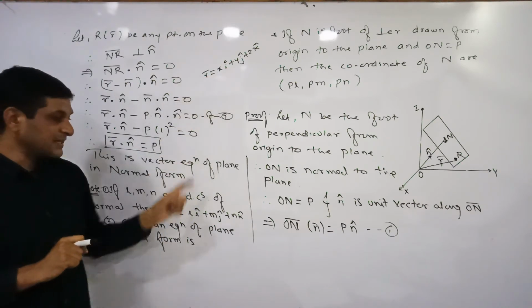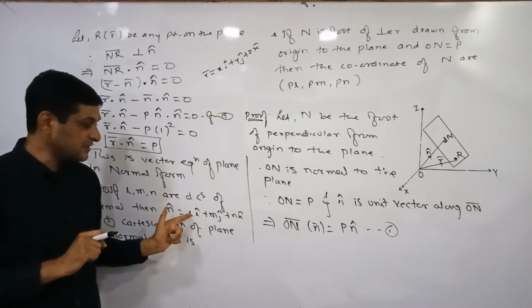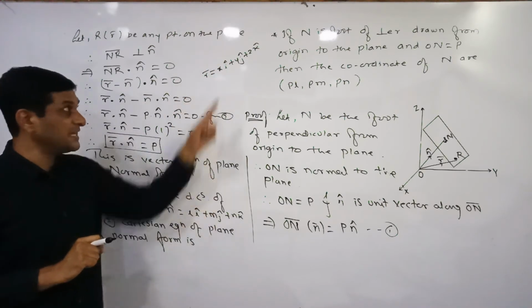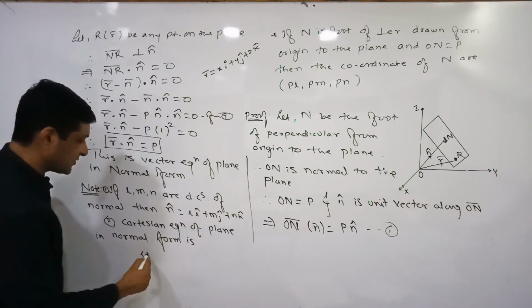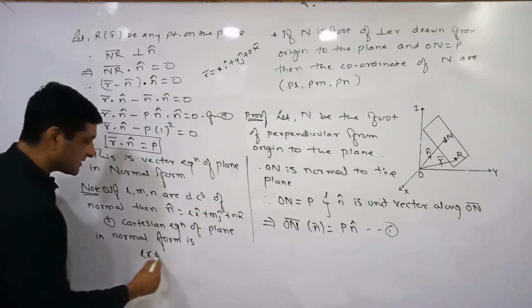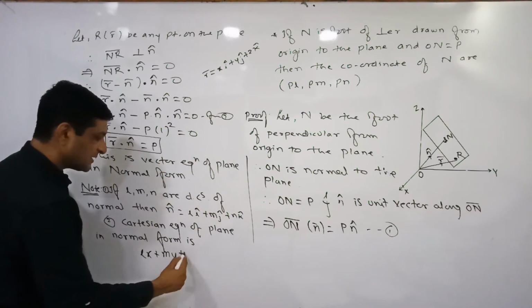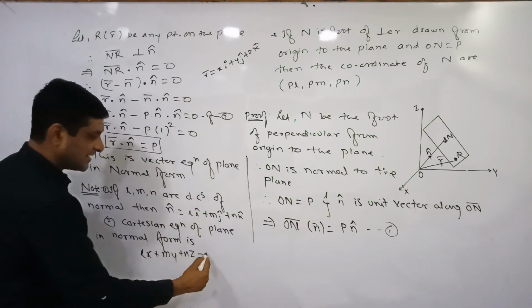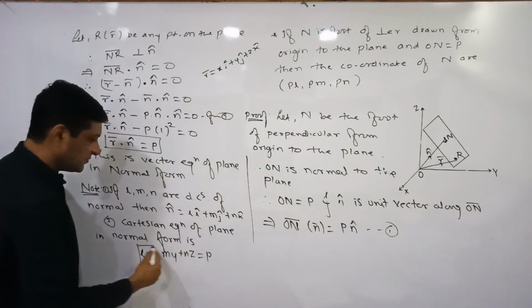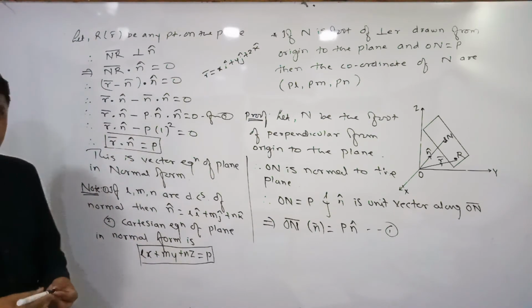Whenever two vectors are in Cartesian form, the dot product can be found as follows: first take the product of the coefficients of i cap, then j cap, then k cap. So what will we get here? l into x will be lx, plus m into y will be my, plus n into z is nz. On the right hand side, p, keep it as it is. In this way we have converted this vector equation into a Cartesian equation.